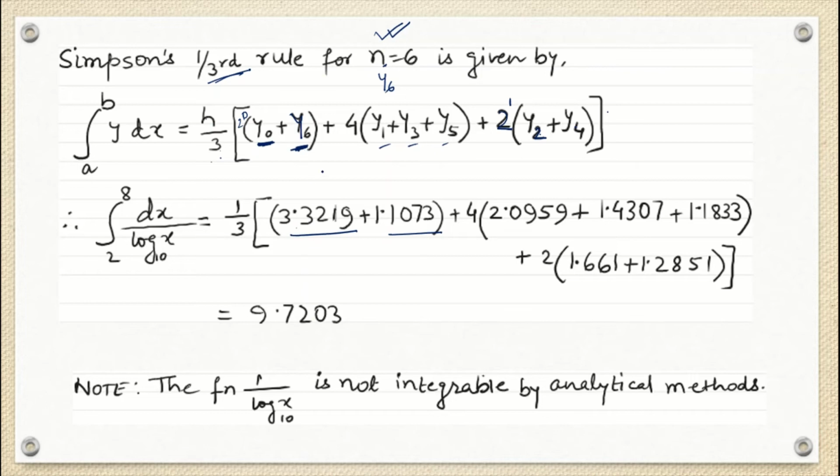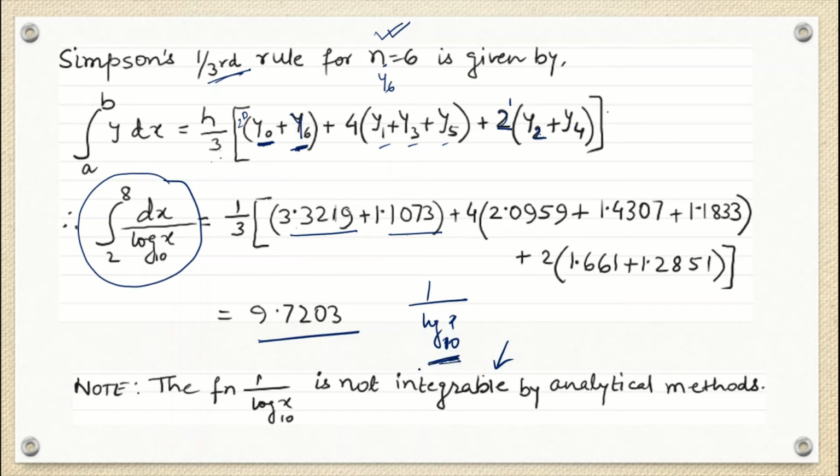And finally, using a calculator, we got the final answer of this definite integral as 9.7203. But actually this function, 1 by log x base 10, is not integrable by analytical method. That means using your calculus formulas, you cannot find the answer of this definite integral. So this is the importance of Simpson's rule.